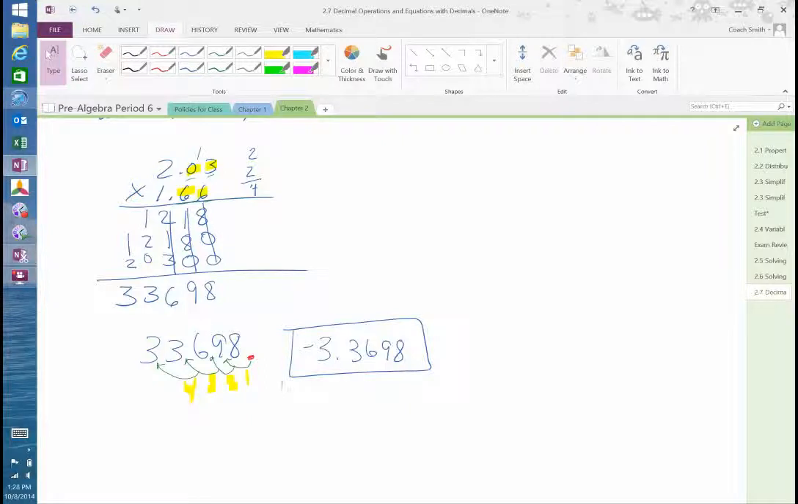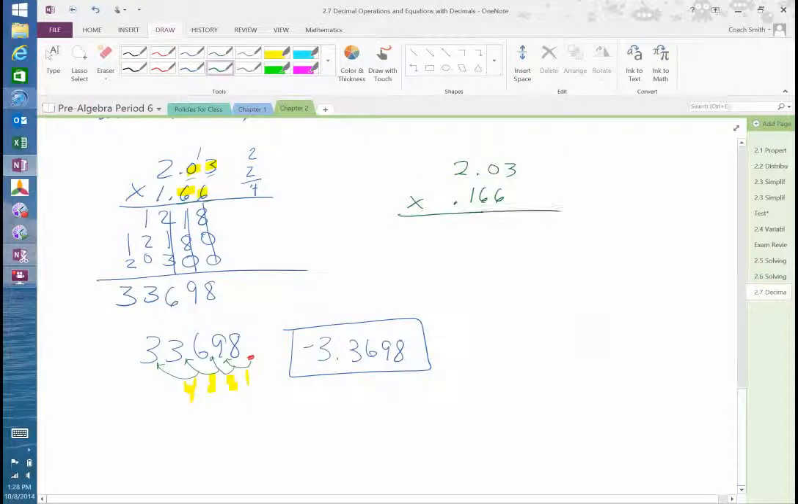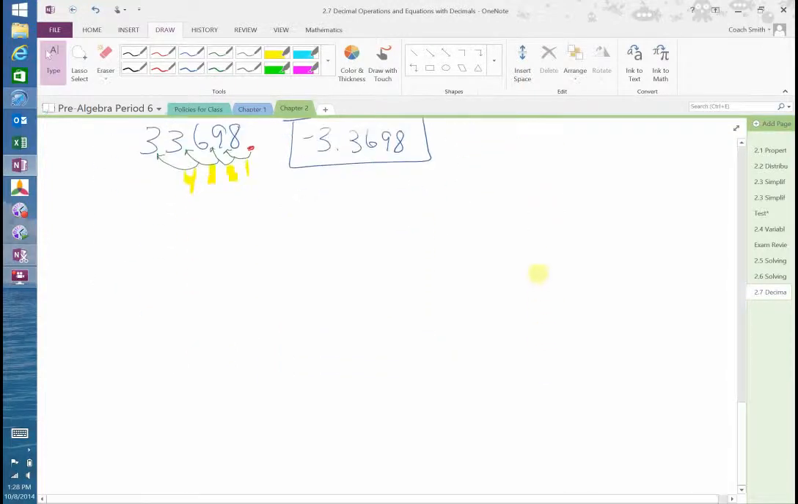yeah. All right. Now, understand that if this would have been this problem, like that, the only thing that changes is it just moves the decimal one more place, and that would be 0.33698. Okay? That would be the only difference. The multiplying of it and all that would still be the same. Okay? All right, let's talk about division.